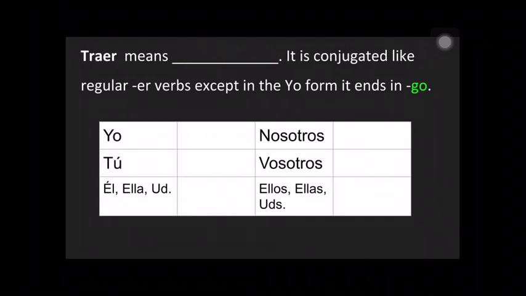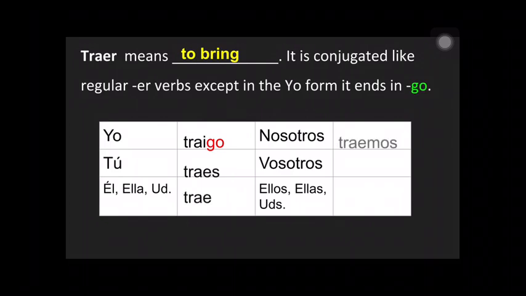Another one to look at is the verb traer. And traer means to bring. And it's conjugated like regular ER verbs, except in yo form, not only does it end in a GO, it ends in an IGO. So you're going to chop off the ER and add IGO, yo traigo. And then the rest of them, they just follow the regular rules. Chop off ER, add ES, traes, trae, traemos, traéis, and traen. And when you translate this, it means I bring, you bring, he or she brings, you formal bring, and so on.